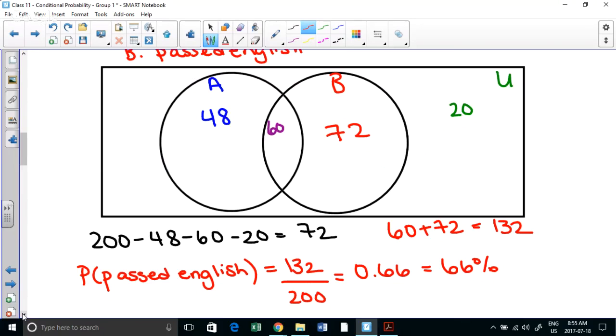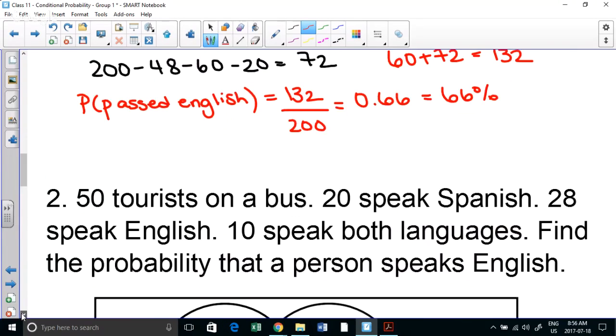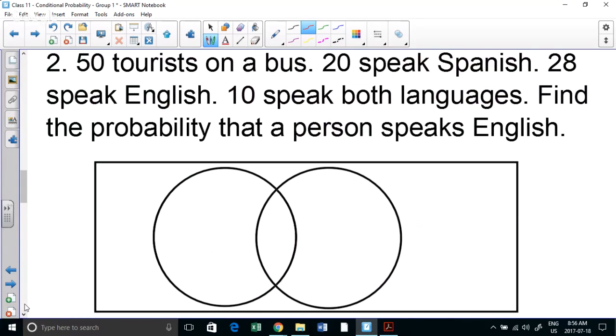Okay, let's take this time to do another one. There are 50 tourists on a bus. 20 speak Spanish, 28 speak English, 10 speak both languages. Find the probability that a person speaks English.